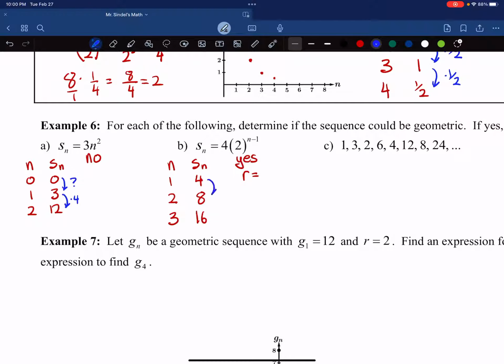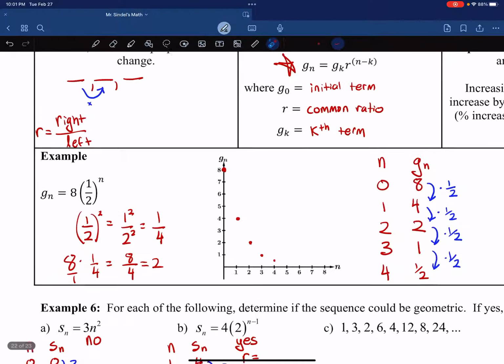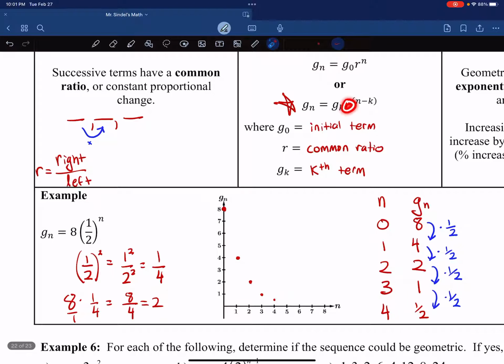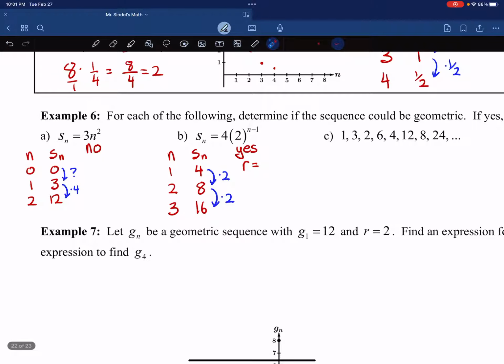Notice to get from 4 to 8, I have to multiply by, wait, did I do this right? Yeah, multiply by 2. And to get from 8 to 16, multiply by 2, which actually makes a lot of sense because the base of our exponential function is 2. Whatever that base is should be the common ratio according to our formula up here. This base right here is the common ratio, r. All right, so yes, it is a geometric sequence and that common ratio is 2.